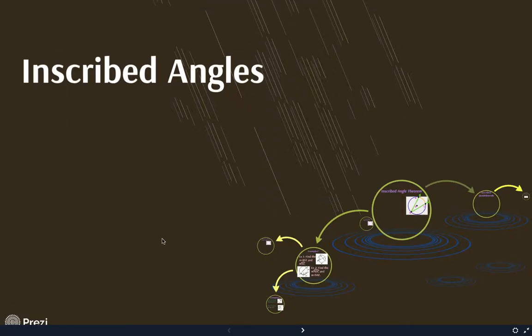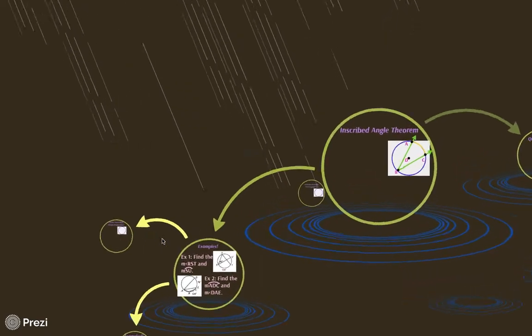Hi guys, we're going to be talking about inscribed angles today in a circle. You've already learned about one type of angle inside of a circle called a central angle, which is slightly different than an inscribed angle, and your mind is about to be blown, so wait for it. Alright, we're going to learn about inscribed angles.